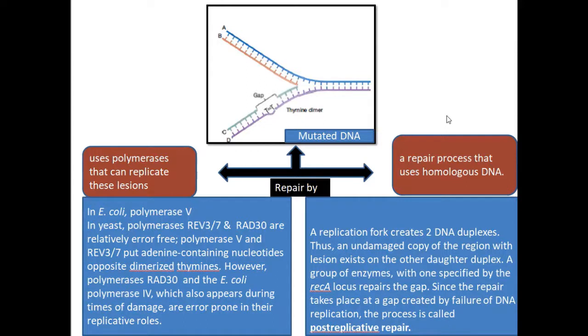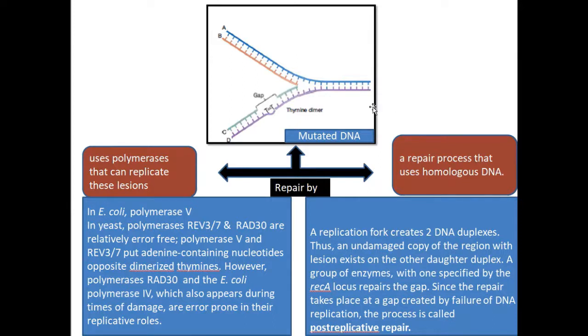That repair is done with the help of a protein called the RecA protein. In fact, it's a group of proteins which act here, and that group of proteins is referred to as RecA. And since this repair takes place at a gap created by the failure of DNA replication, the process is also called post-replicative repair.